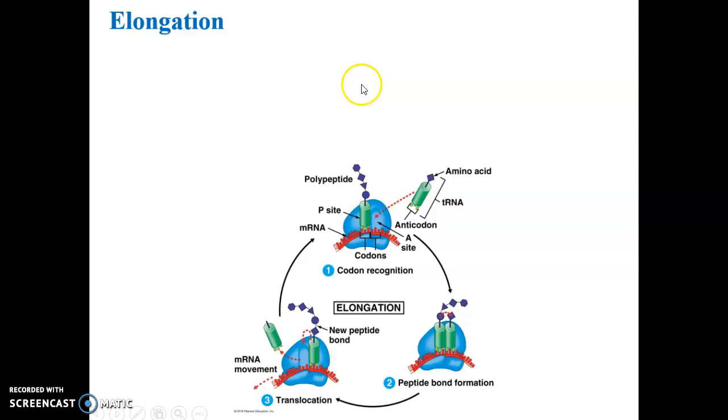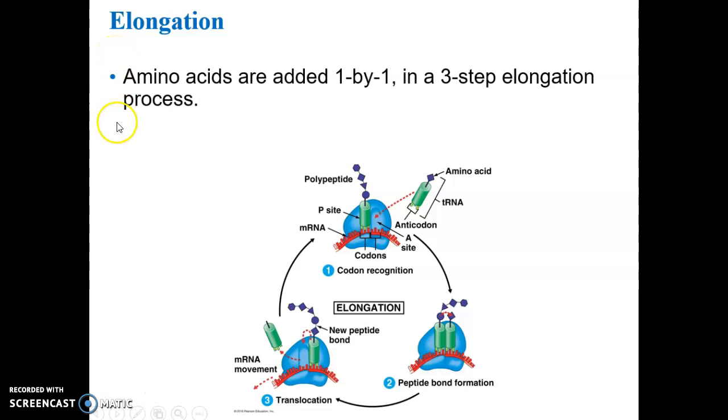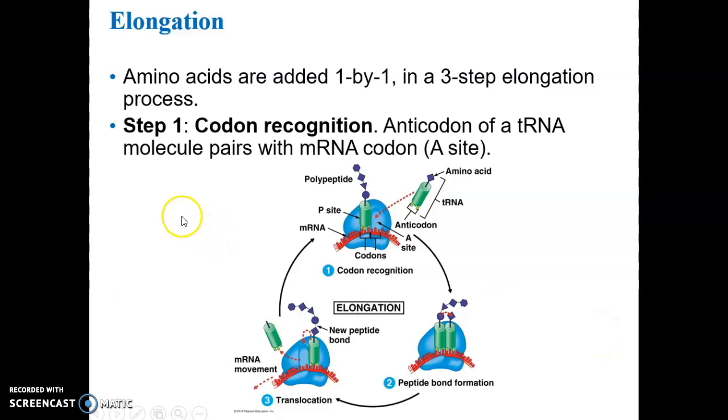All right, so let's look at the elongation process. Amino acids are added one by one in a three-step elongation process. Step one is codon recognition, and that's here, where the anticodon on the tRNA pairs with the codon on the mRNA molecule, and that tRNA will come into the A site.